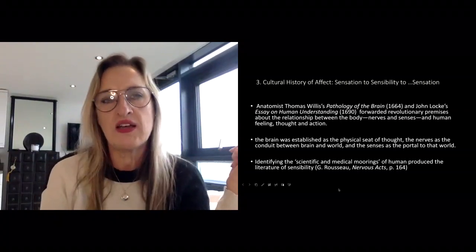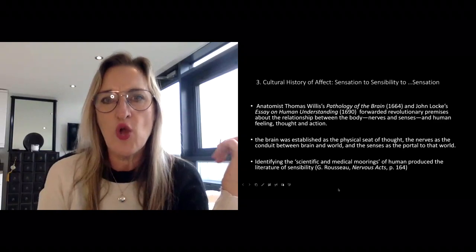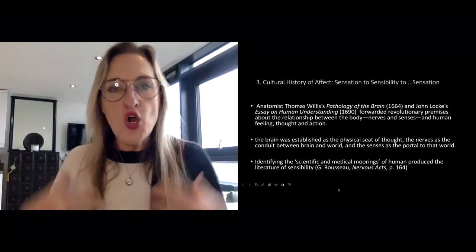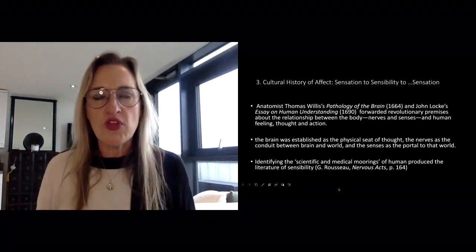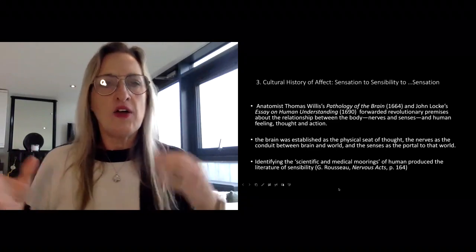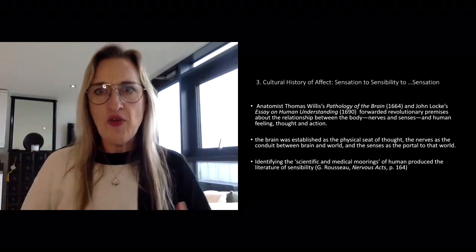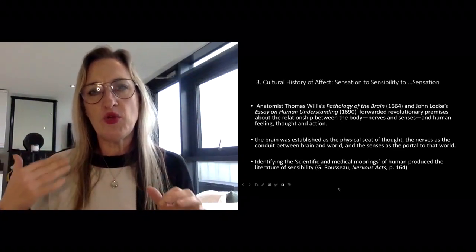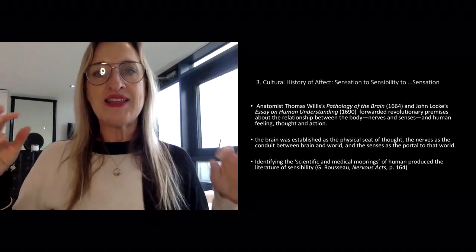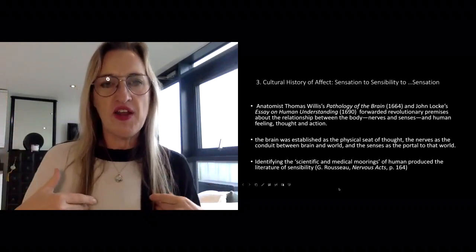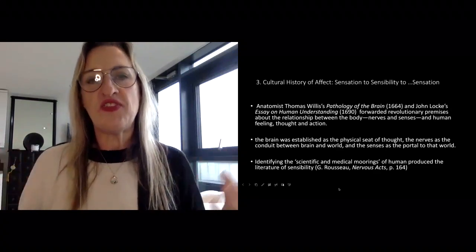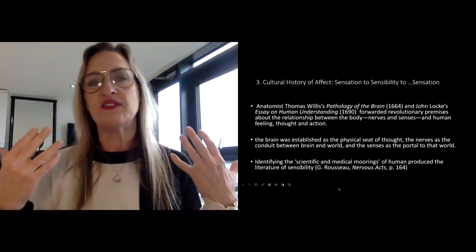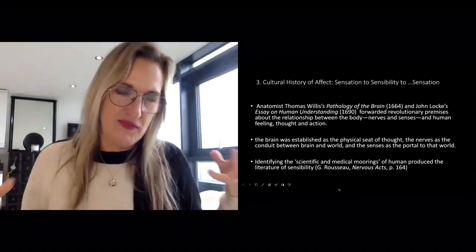John Locke wrote Essay on Human Understanding in 1690, where he talks a lot about how we are tabula rasa, and that who we become, our identities, are really situated in the body. These are two pivotal texts that forwarded in different ways revolutionary ideas about the relationship between the body, particularly the nerves and senses, and human feeling, thought, and action. So we really started to understand that everything that we think and feel has to do with our nervous system and our senses. You can't think and feel without those things.